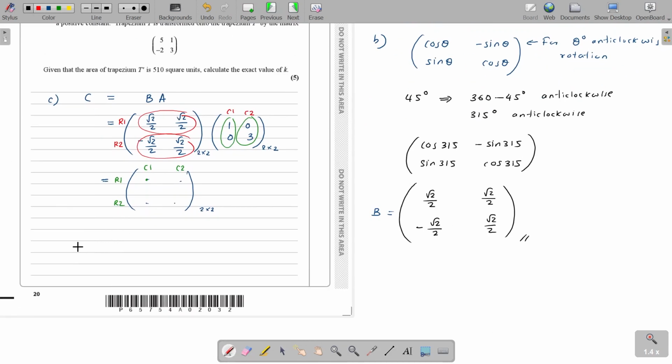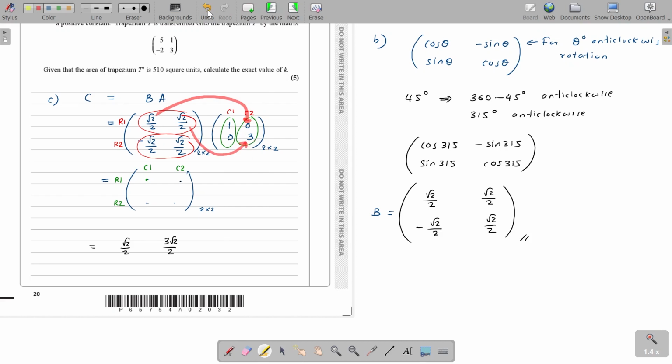Row 1 and column 1, can you multiply? Row 1 is root 2 over 2, root 2 over 2 with 1, 0. So root 2 over 2 into 1 is root 2 over 2, plus root 2 over 2 into 0 is 0. Can you see? I'm directly doing it. The second element is row 1 with column 2. So root 2 over 2 times 0 is 0, plus root 2 over 2 times 3, which is 3 root 2 over 2. Are you figuring out what's going on here? This guy with this 0 and then this guy with this 3. That's how you multiply, isn't it?